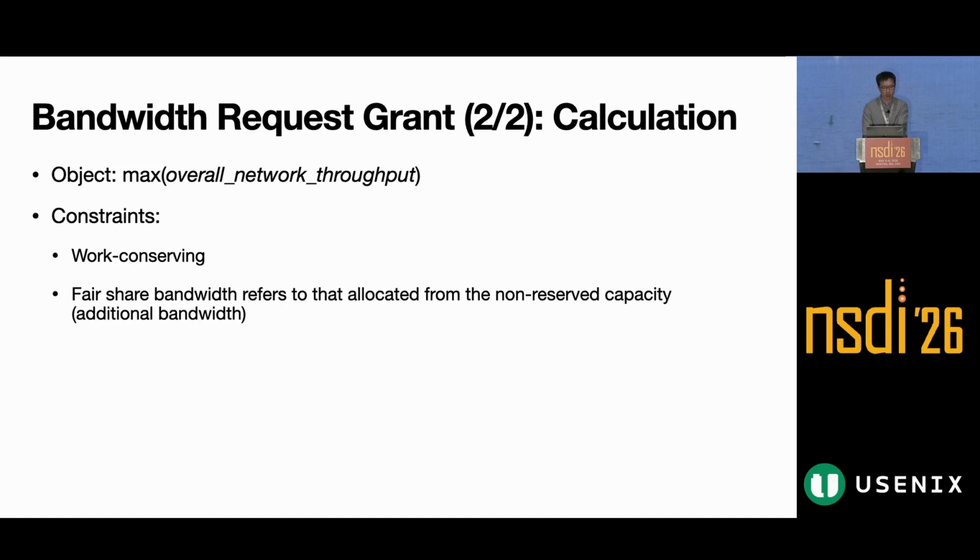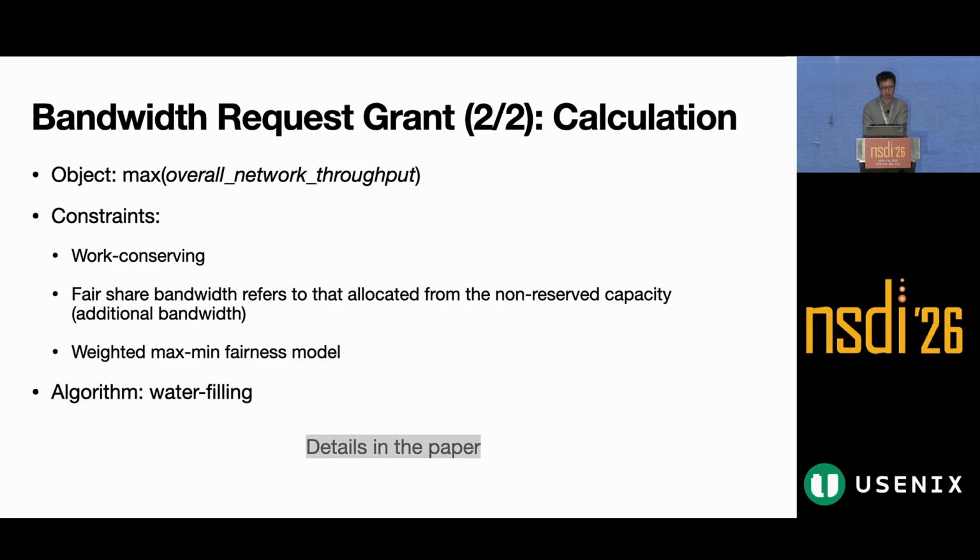The second, while guaranteed bandwidth specifies the minimum request, fair share bandwidth reflects the additional bandwidth a job may receive based on its priority weight. Number three, we use a weighted max-min fairness model, and we calculate fair shares using the water-filling algorithm. More details can be found in the paper.